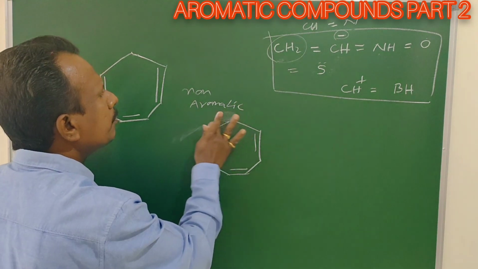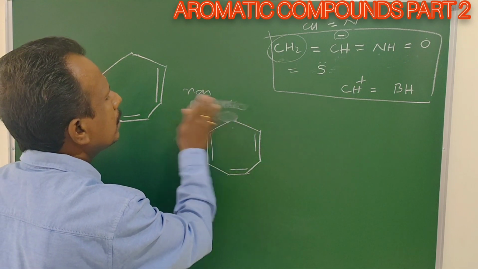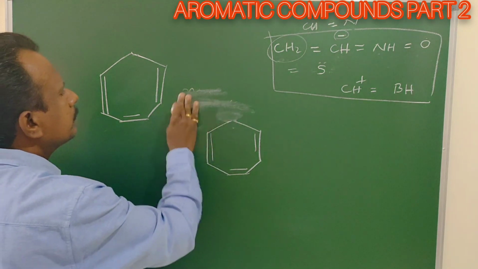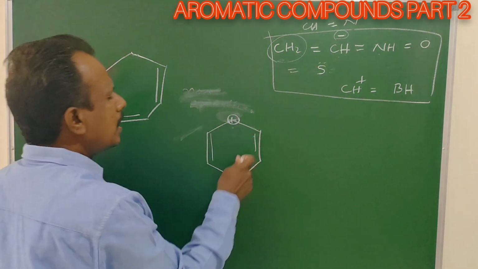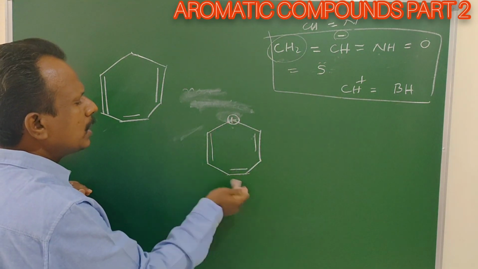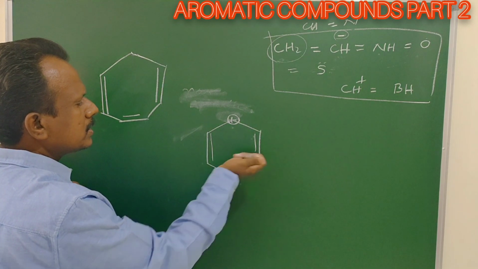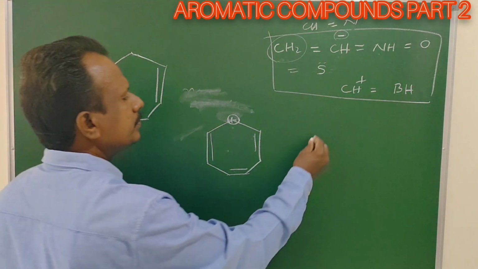In place of CH2 minus, replace with CH plus. It is called the tropylium cation. All are sp2 carbons, number of delocalized electrons 6. So it follows Hückel rule, planar and aromatic.